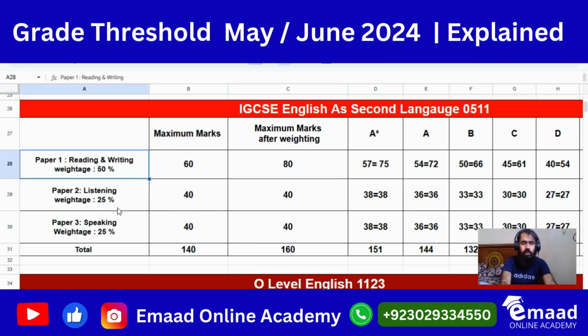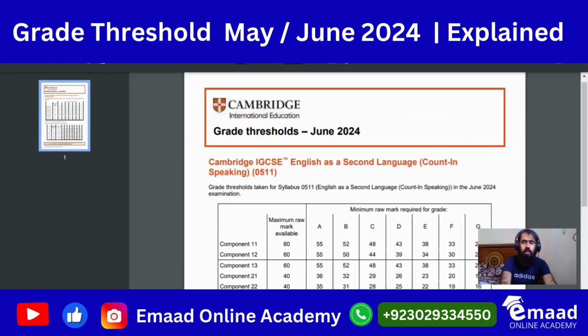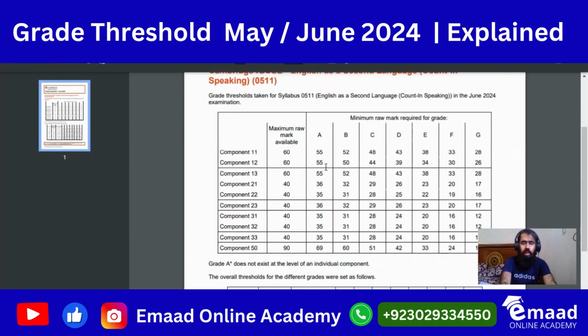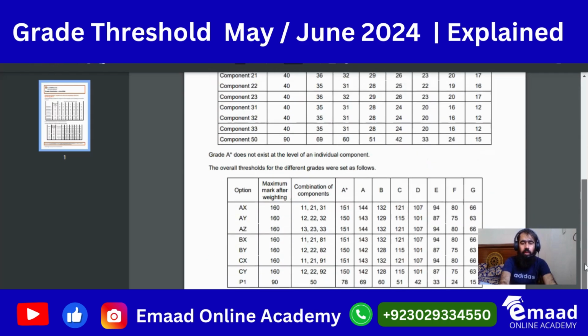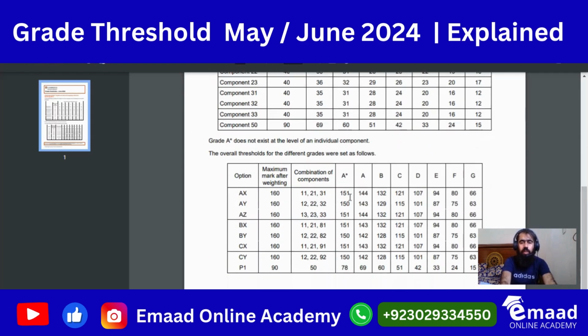So if you secure 54 marks out of 60 in your reading and writing paper, 36 out of 40 in listening, and 36 out of 40 in speaking, it means you are securing A grade. If you secure 50 marks out of 60 in paper 1, reading and writing, 33 out of 40 in your listening paper, and 33 out of 40 in your speaking paper, then you will be securing B grade. If you get 45 out of 60 in paper 1, 30 out of 40 in listening, and 30 out of 40 in speaking, you will have C grade.